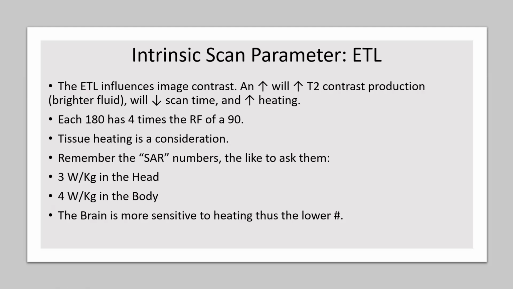And it has to do with the size and shape of the parabola and all kinds of Einstein stuff. But know that a 180 compared to a 90 has 4 times the RF. Now, again, I said these numbers earlier, but know that 3 watts per kilogram is your SAR limit for the brain and 4 in the body. Any reason why there's a difference? Who the hell cares, right? Well, the brain cares. It's more sensitive to heating. That's why you get a lower number, just so you know.